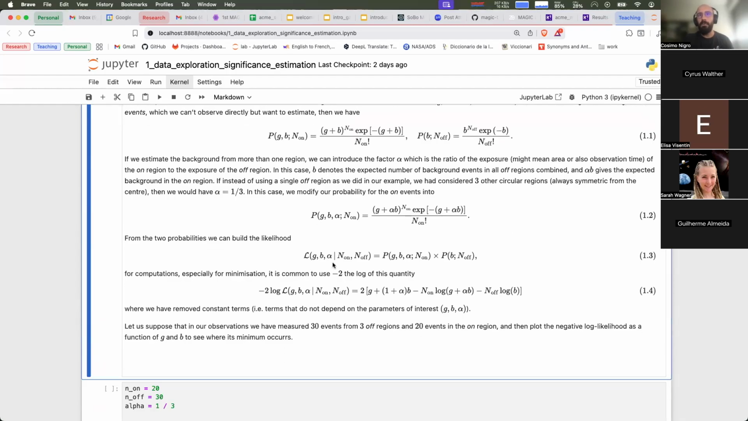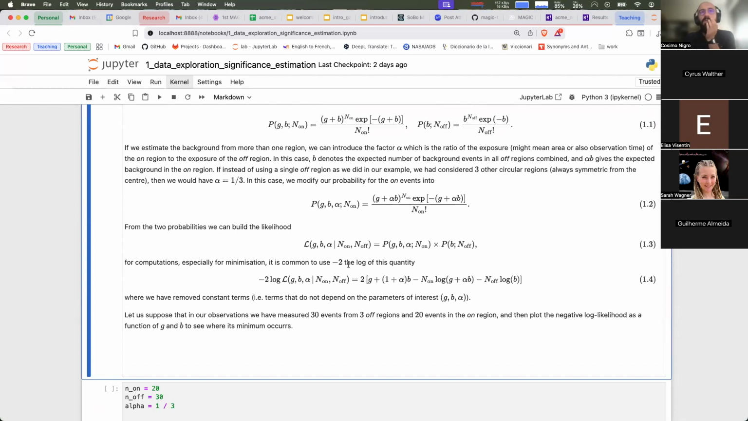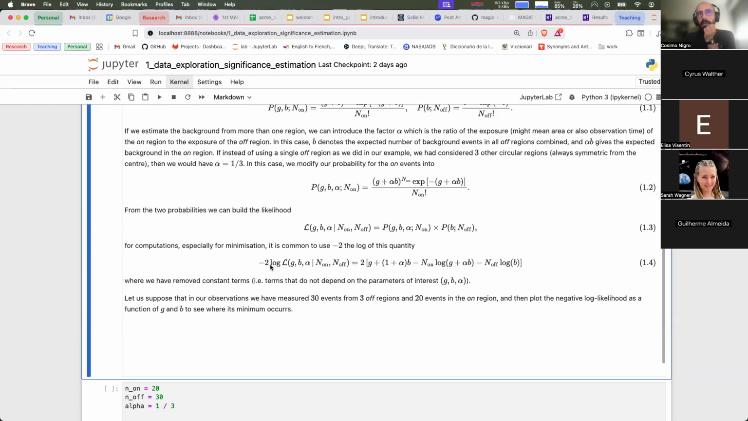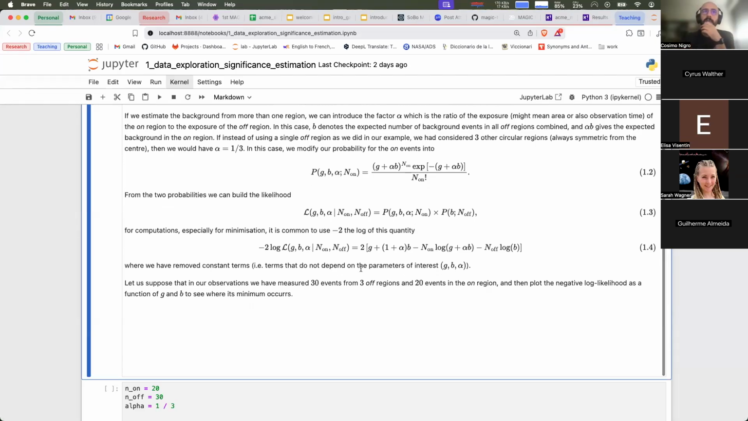The likelihood to observe a certain number of on and a certain number of off events, given these mean values, is basically the product of the two Poissonian distributions, no? And usually we use the -2 log of this quantity, because instead of maximizing the probability, sometimes it's easier to minimize the log of the likelihood. And also because when you use the logarithm, all the products turn into sums, basically. So this is computationally easier.